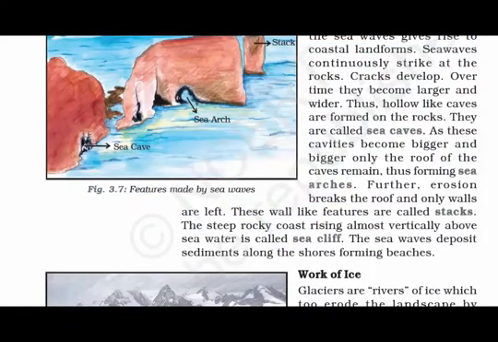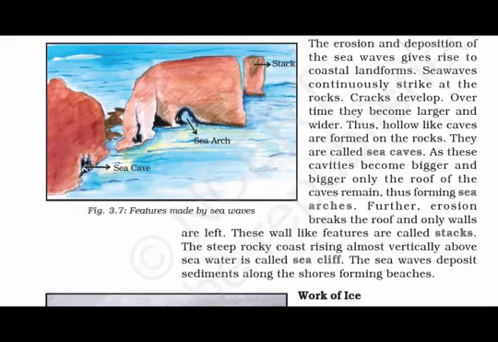If you see this picture, you can see these small arches and sea caves that are formed in the rock. These are due to the continuous strike of the sea waves, and over time they become larger and wider. Thus hollow-like caves are formed on the rocks. They are called sea caves, and at some places you can see sea arches are formed. And then we have another type of formation called the stack.